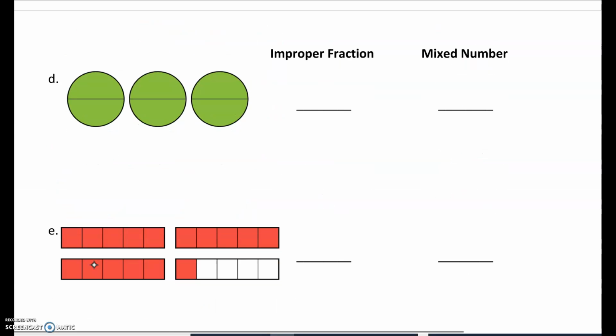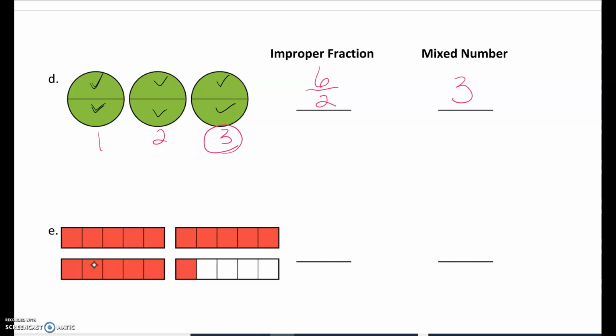So here, how many pieces am I breaking this up into? Well, 2 pieces. So my denominator is 2. And how many total shaded in do I have? Well, I have 1, 2, 3, 4, 5, 6. 6 total pieces that are shaded. How many wholes do I have? What is my mixed number? Well, I have 1, 2, 3 total pieces. So my mixed number is really just 3. I have 3 whole.